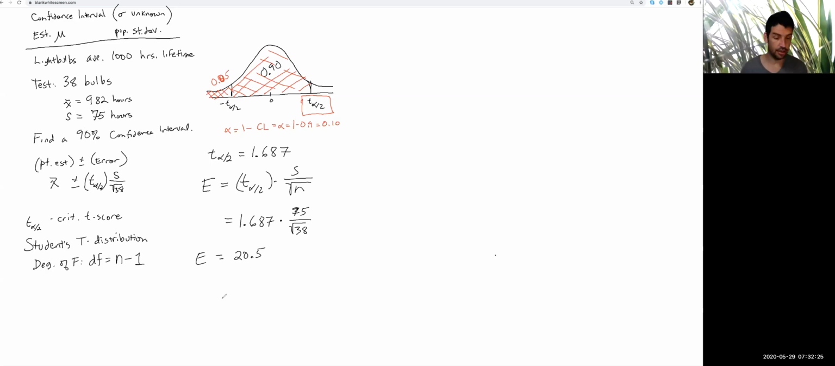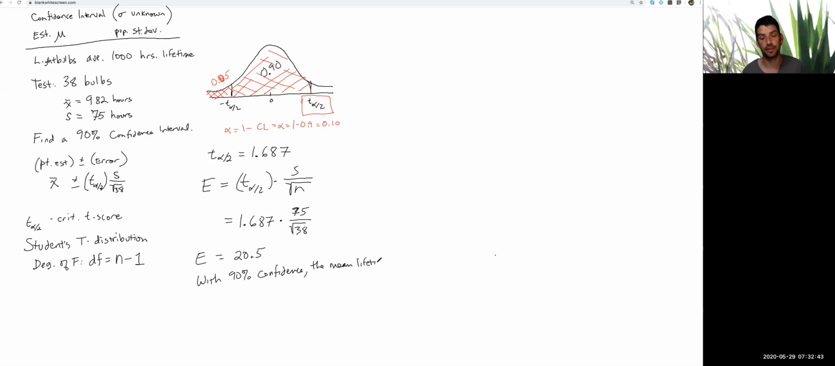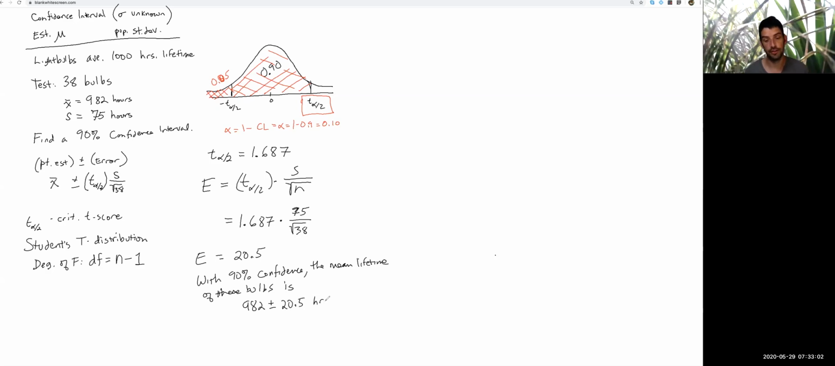And so now our confidence interval, our 90% confidence interval, and the way we usually state it is something like with 90% confidence, the mean lifetime of these bulbs is, and there's several ways we can write this next part. We could write 982 plus or minus 20.5 hours.